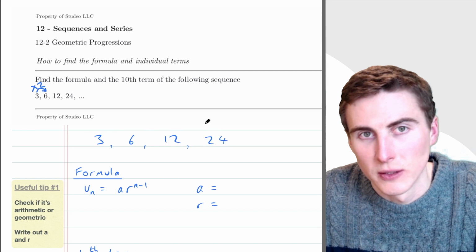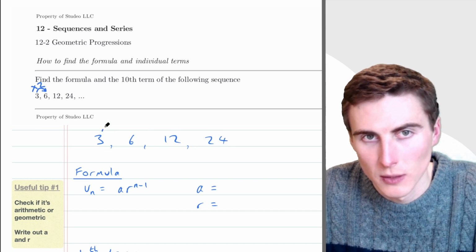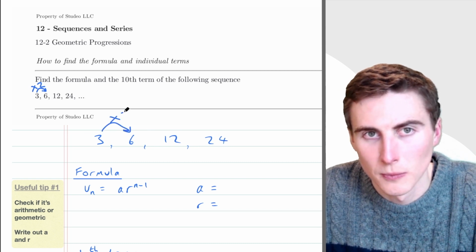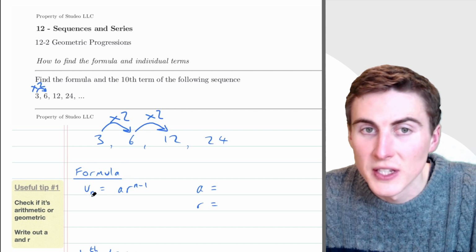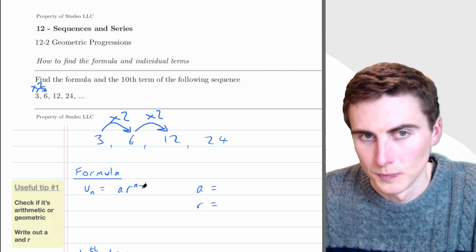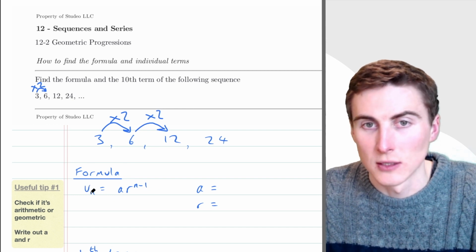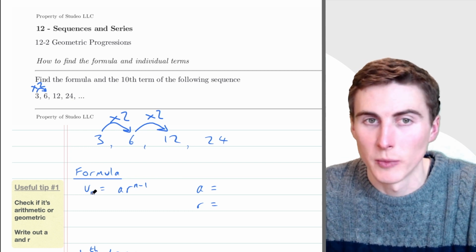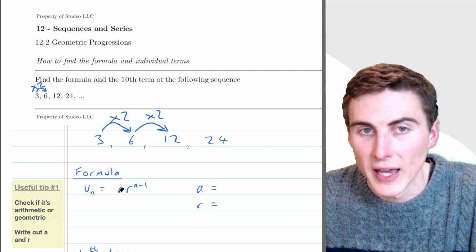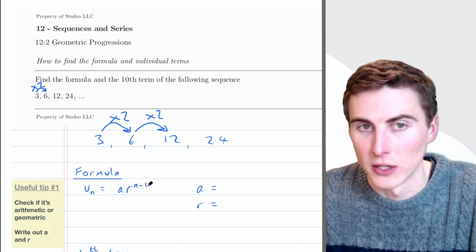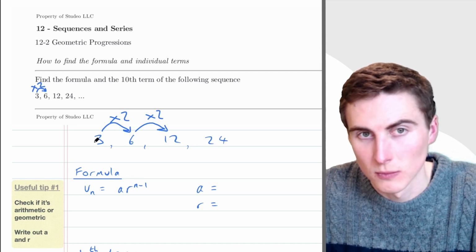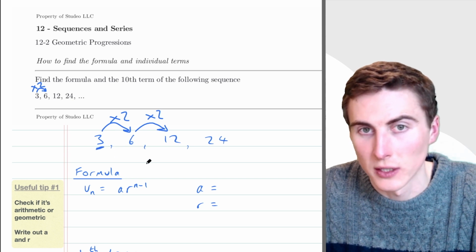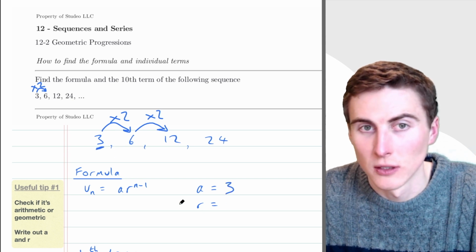So what I've done down here is I've written out the sequence. Maybe this is a bit bigger, but easier to write times 2. Every time you go along, we have to times by 2. And when writing the formula, this is the format that you want to put it in. So u_n means a particular term, so the nth term, you can find by doing a times r to the power of n minus 1. And a is the very first term in your sequence. So a would be 3 in our case, and we can write a equals 3.